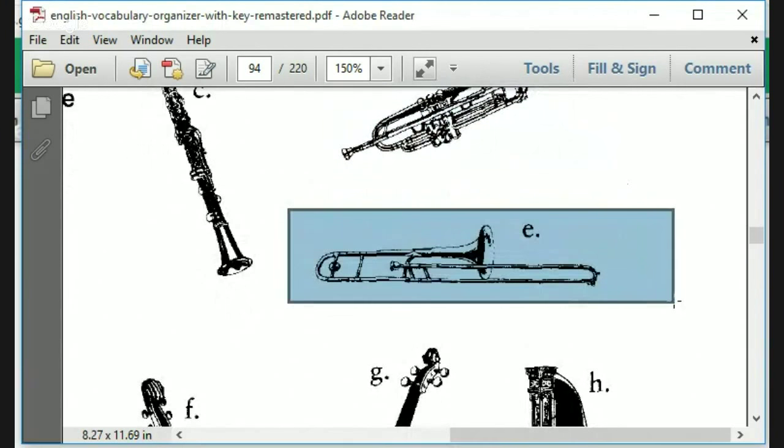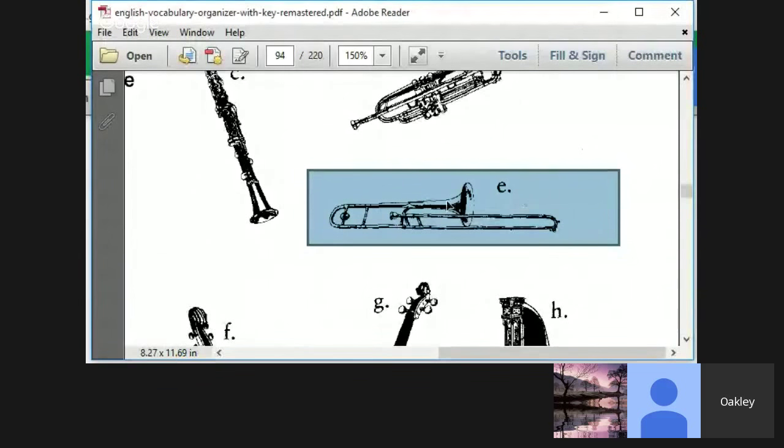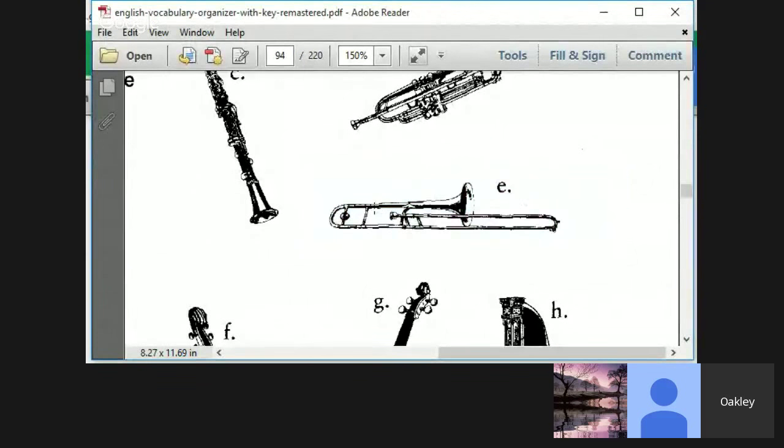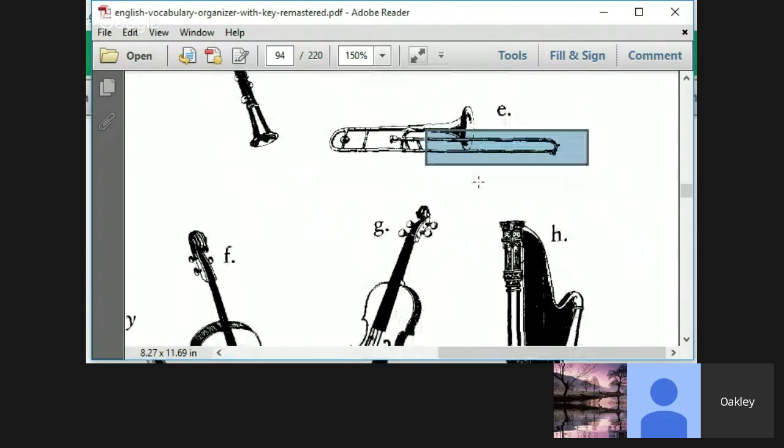All right, E. I think it's trombone. Yes, it is. Trombone. Yes, and this part slides. You have a sliding section. Right. Which changes the pitch.